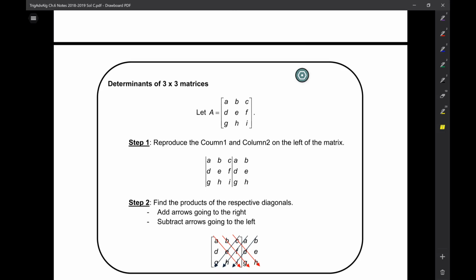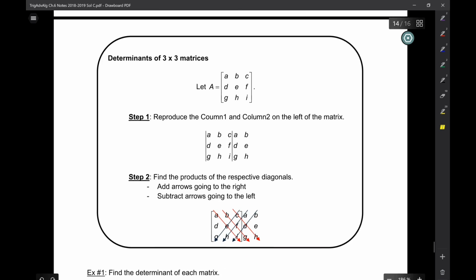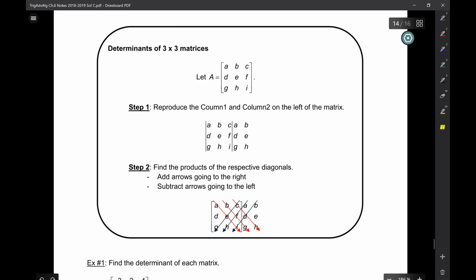Okay, so last time, let's go through this. We learned how to find determinants and inverses of 2 by 2 matrices. Today we're going to talk about determinants and inverses of 3 by 3s. All right, and the way we do that is this. So here I have a 3 by 3.